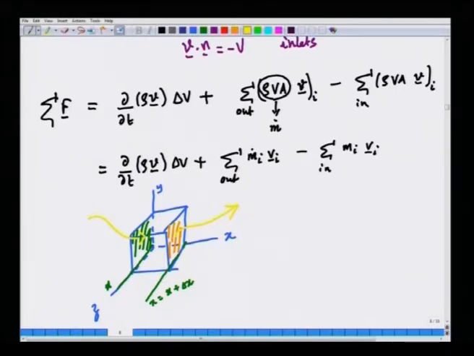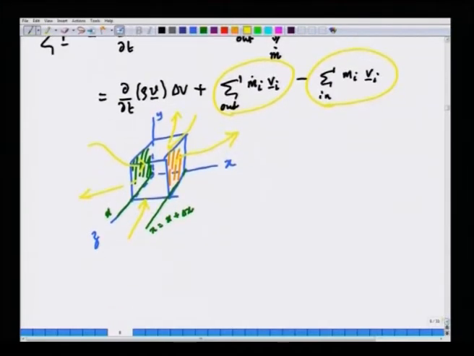And similarly, momentum can come in through the face at y and go out through the face at y plus delta y, and likewise momentum can come in through the face at z and go out through the face at z plus delta z. So, there are various contributions to the in and out terms of the momentum flux.